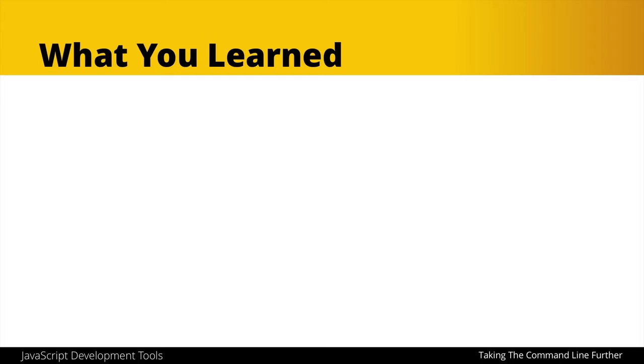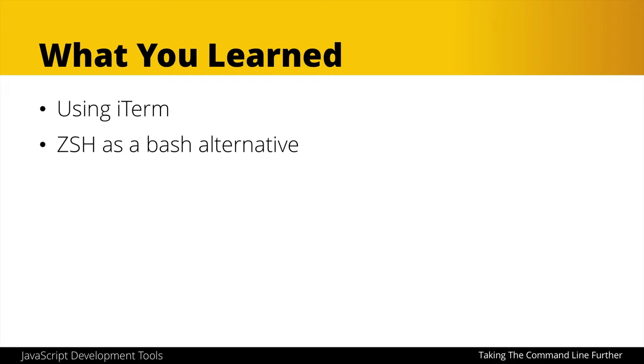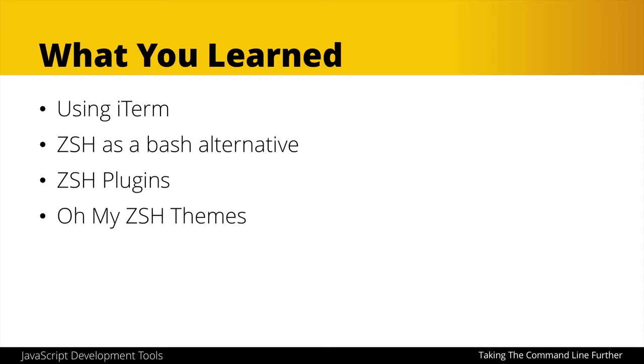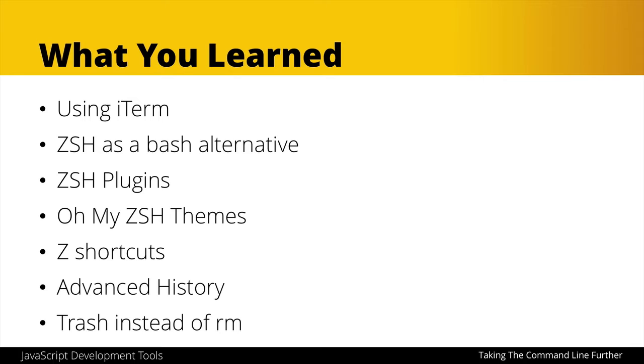So now that you've finished the command line power user course, you should know a few basic things. First of all, you should be comfortable using iTerm, popping up different tabs or even different panes and customizing the colors. You should have ZSH set up as a bash alternative. You should be familiar with what ZSH plugins are and how they work. You should have Oh My ZSH themes up and running. And you should have Z shortcuts beginning to compile all the different shortcut ways of changing directories into folders. You should have also looked at working with an advanced history option as well as using trash instead of rm.